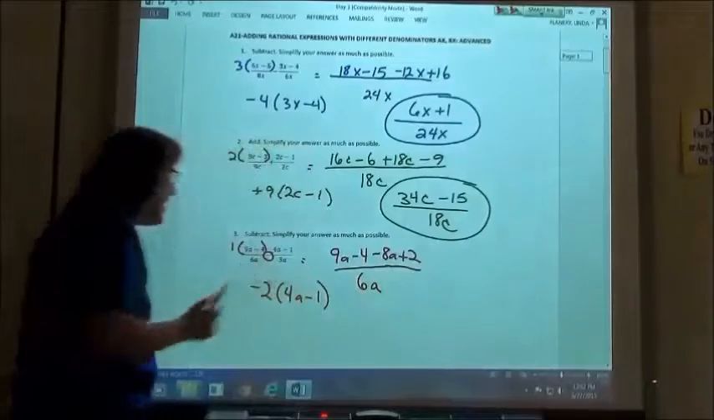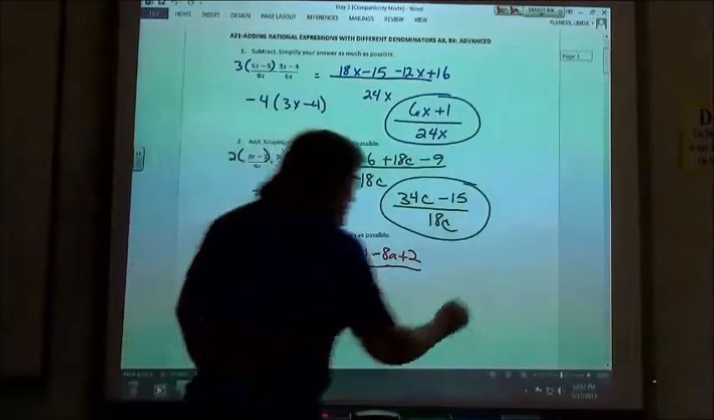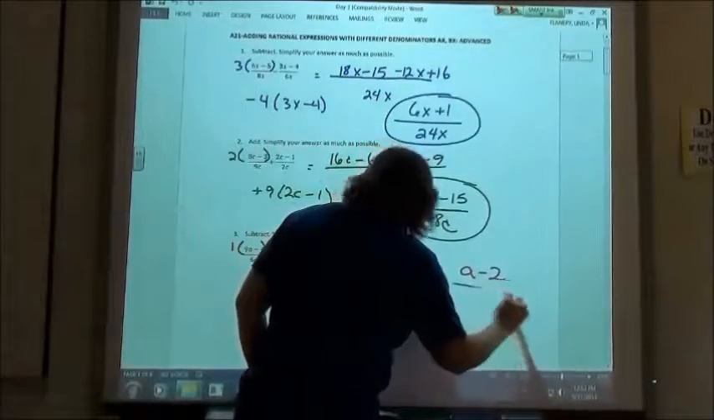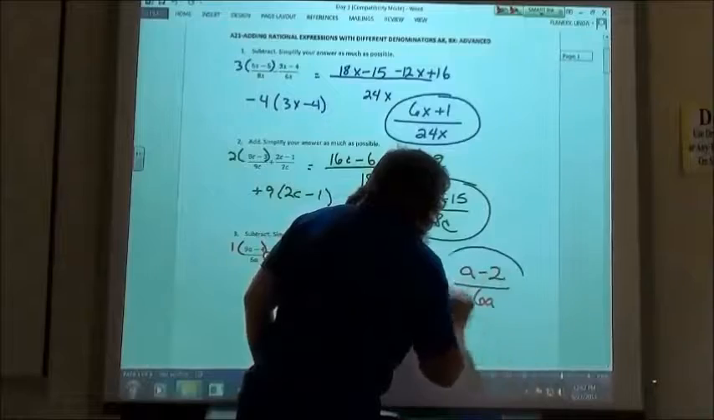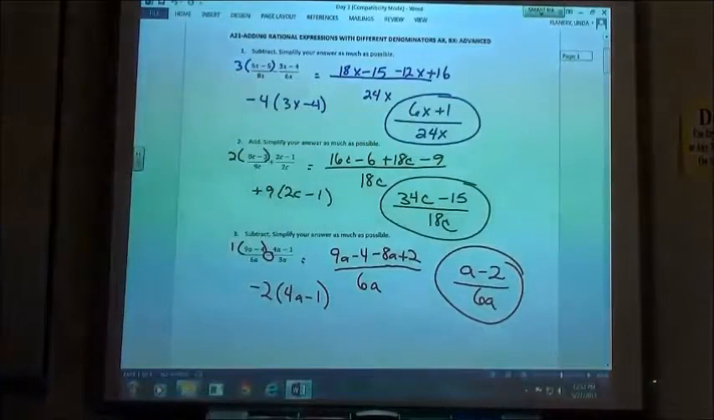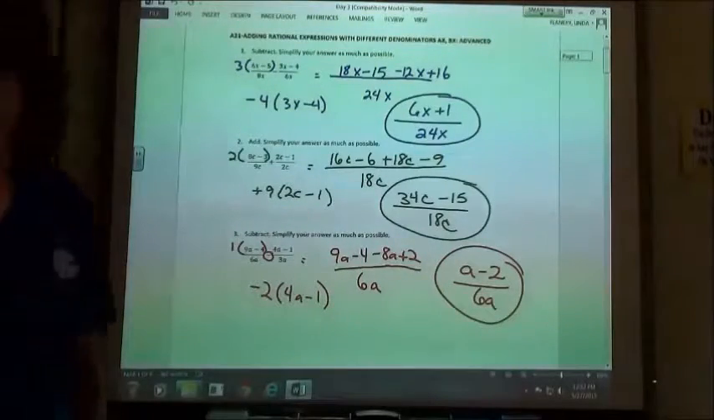So be careful with that negative sign when you have the subtraction. 9 minus 8 gives me a. Negative 4 plus 2 is minus 2 over my 6a. And so a minus 2 over 6a would be my answer. So find my common denominator, make my equivalent fractions by multiplying, and then go ahead and combine your like terms.